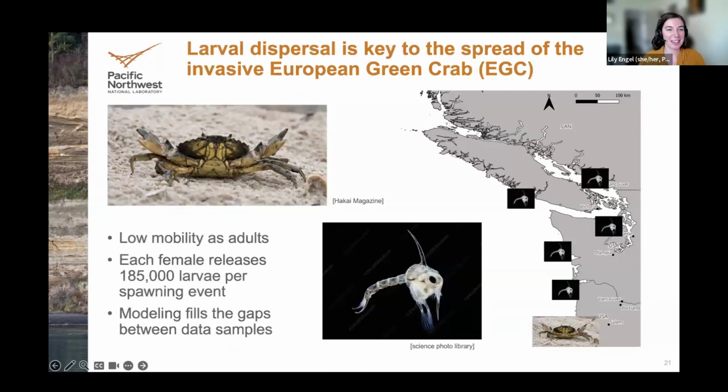So as Tom already hinted at, larval dispersal is key to the spread of the invasive European green crab. This is primarily because each female can release potentially up to 185,000 larvae per spawning event. And then these larvae are carried in the oceanographic currents and can get brought all over. Whereas once they're adults, they have pretty low mobility and stay put. And so we're hoping that our modeling can help fill the gaps between the data samples from all the effort that everybody's doing to manage the species.